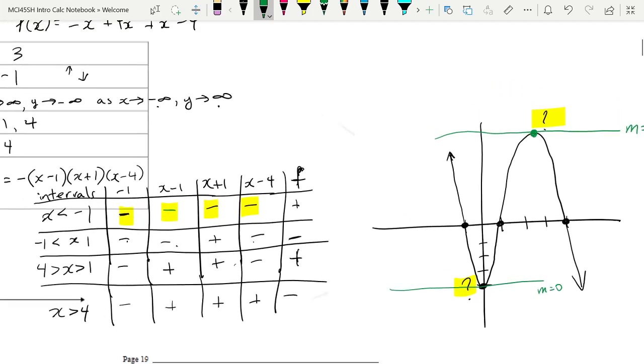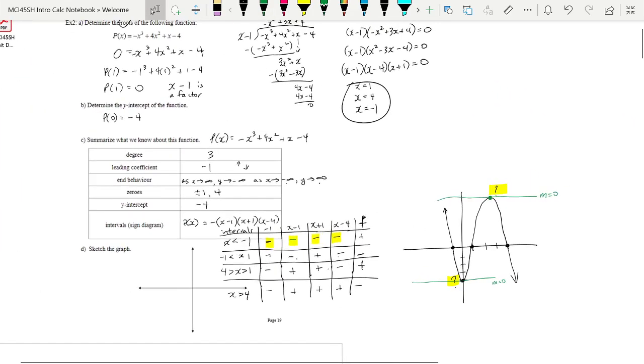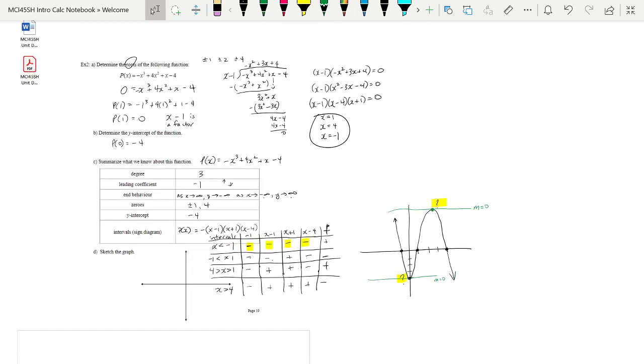Okay, so that's my grade 12 review. And that's as much of it as we're going to do. Look at that, I burned half a period just doing one grade 12 problem. Okay, so I told you this would take more than a day.